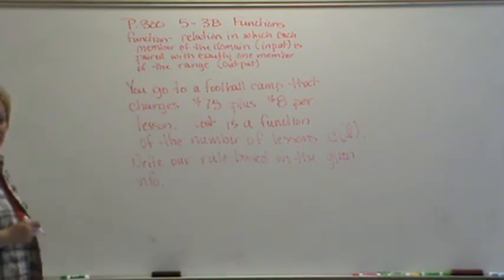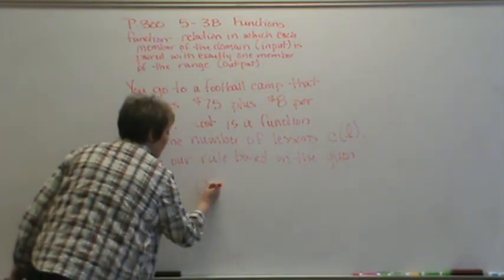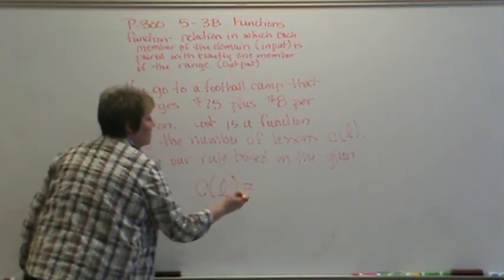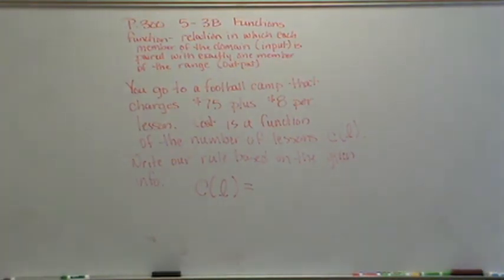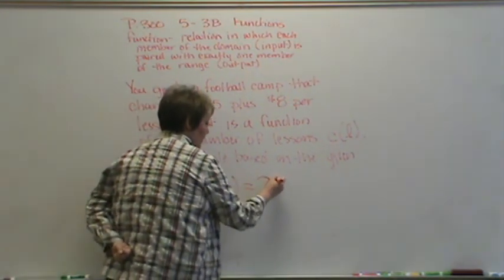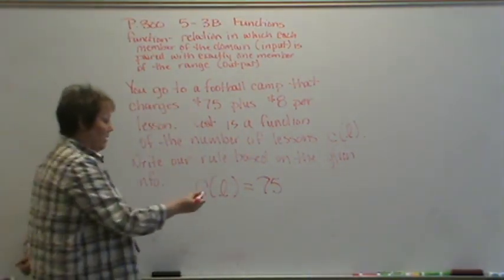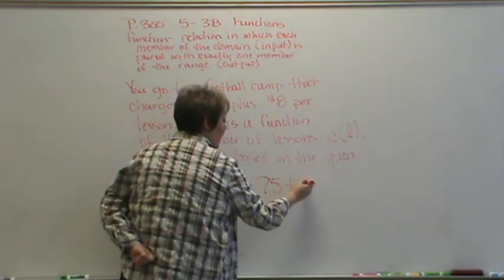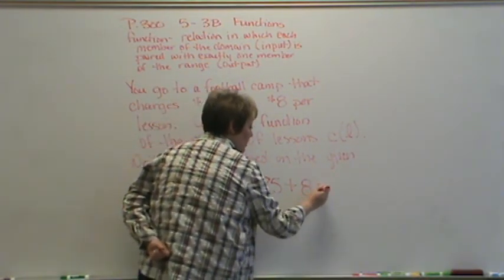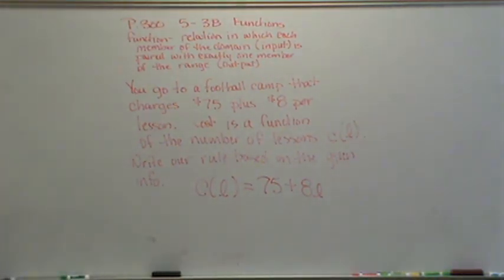Okay, so I want you to think on that a minute. Our cost of the lesson is what? Look at your information. 75 times L? Plus 8 per lesson. Plus 8L, so 75 plus 8 per lesson, okay? So that's our function rule.